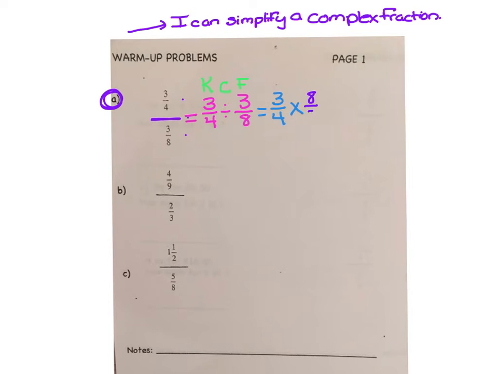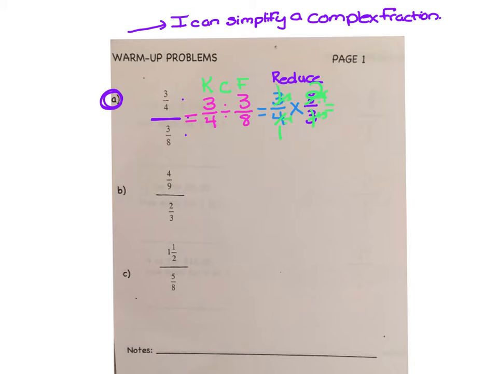We flip it, and it becomes 8/3. Now you can reduce. We can divide a 3 out of this numerator and this denominator. We get 1 and 1. And we can divide a 4 out of this denominator and this numerator. We get a 1 here. 4 divided by 4 is 1. And 8 divided by 4 is actually 2.